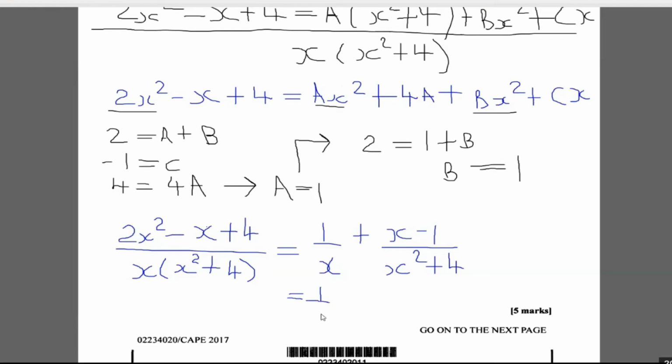x plus x over x squared plus 4, and then we write it as minus 1 over x squared plus 4. And that's how we separate that as partial fractions. All right. Very, very easy.